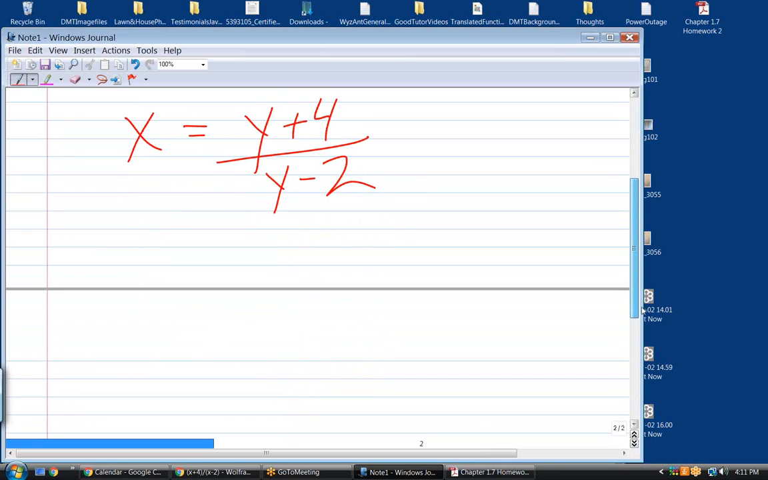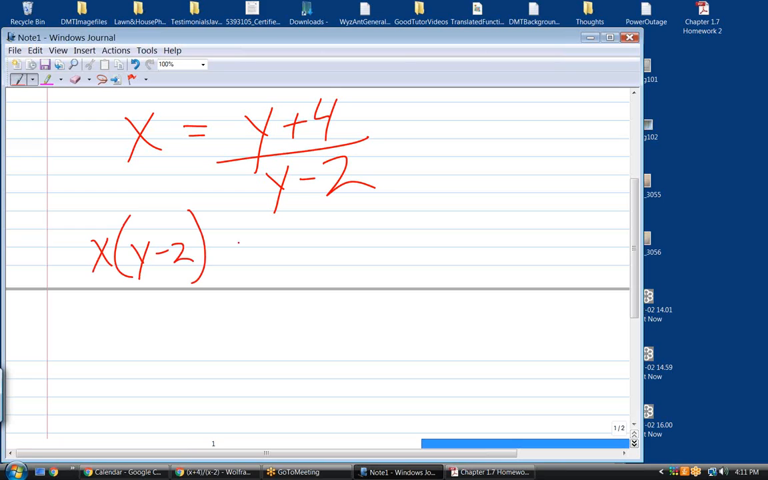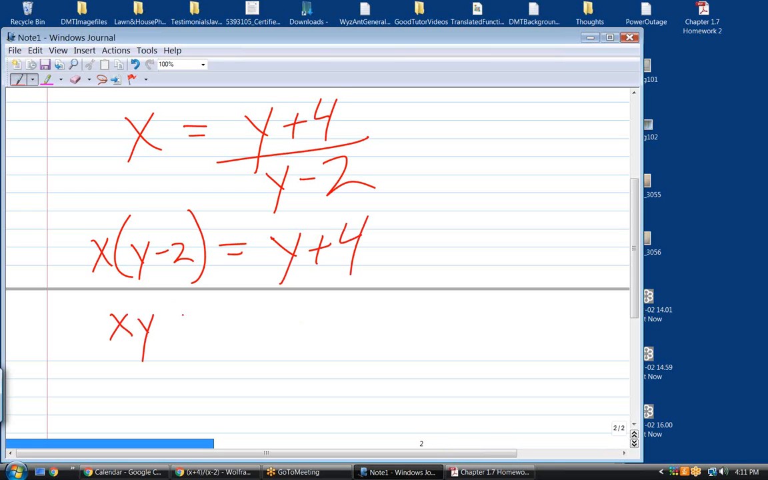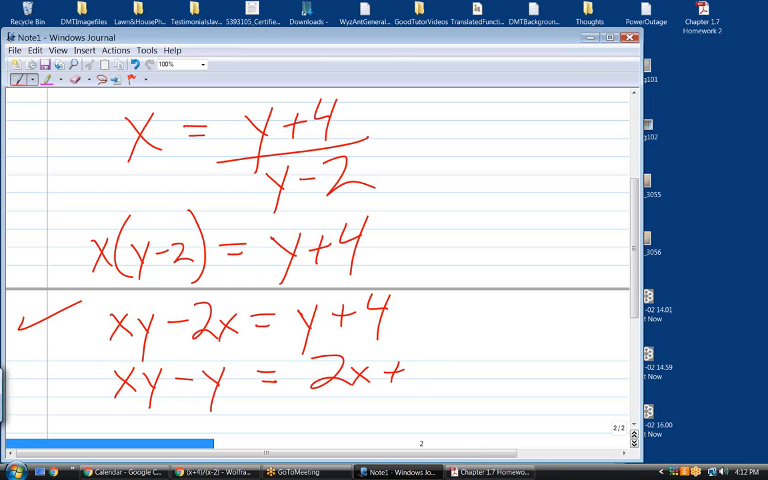No, I don't. Well, Algebra 2, probably. Multiply both sides by the denominator. So we would have x times (y minus 2) equals y plus 4. Distribute. So now we have xy minus 2x equals y plus 4. And this is the tricky step. The next step is to gather every term that has y in it on one side of the equation and everything else on the other. So xy minus y equals 2x plus 4.